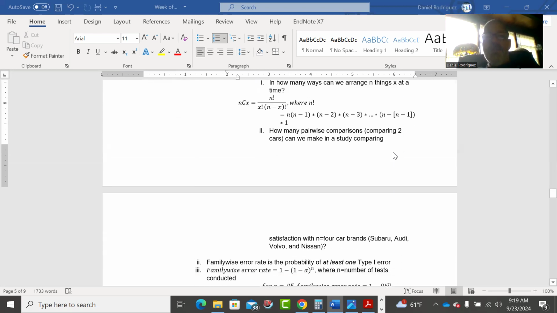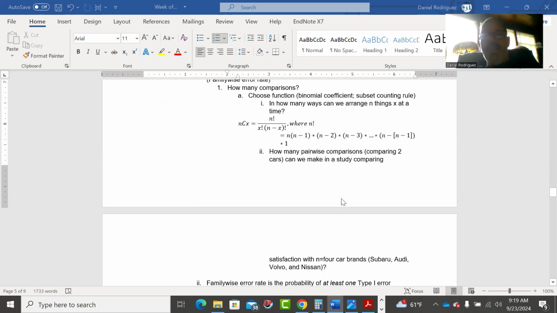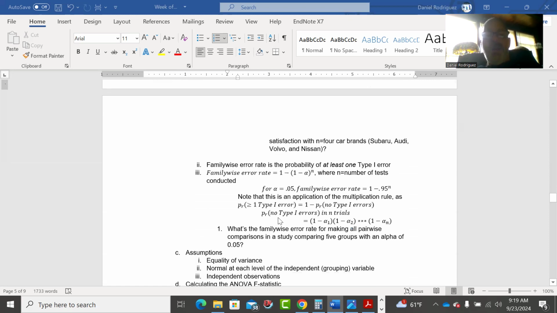All right. We already know how to do this, so I'm not going to show you how to do this again. But why the family-wise error rate? The family-wise error rate equation is 1 minus (1 minus alpha) raised to the nth power, where n is the number of tests conducted. So if we do our binomial coefficient and we come up with a certain number of tests, like say we can make 6 pairwise comparisons, then n would equal 6.